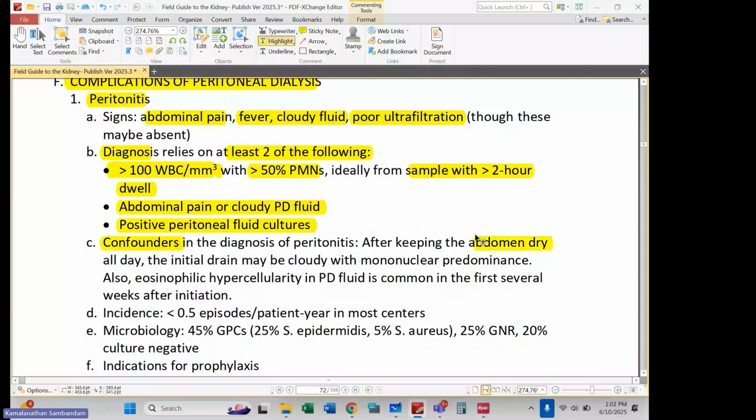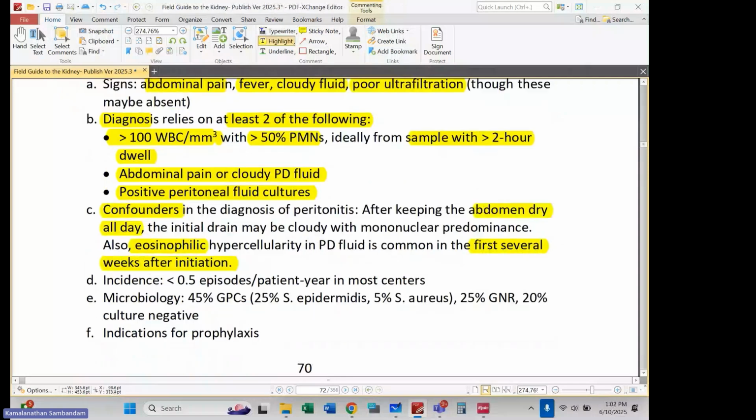We've talked about the dry abdomen. And there's also a phenomenon in which a fresh PD start would also tend to have pleocytosis in the fluid in the peritoneum. And sometimes that can have an eosinophilia or eosinophilic predominant pleocytosis in the PD fluid in a fresh start. Okay, and so don't overdiagnose peritonitis as well in a patient who's just started PD.